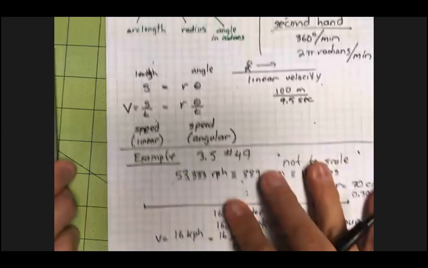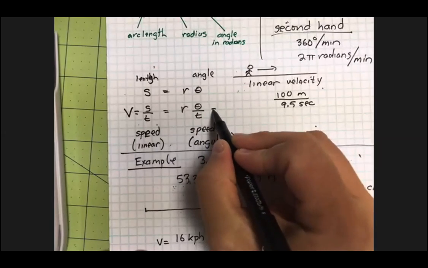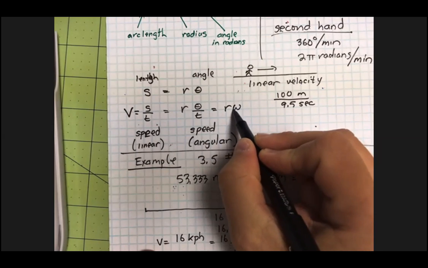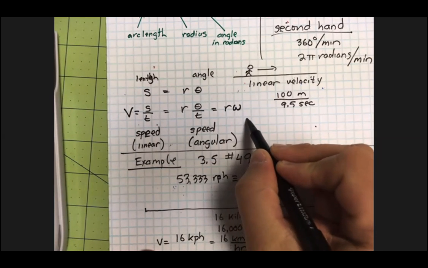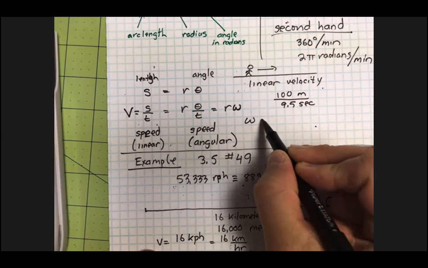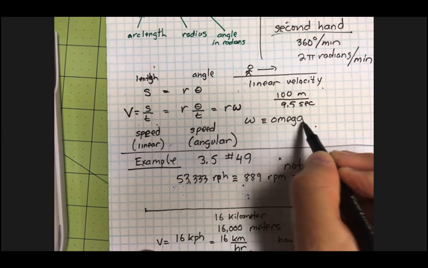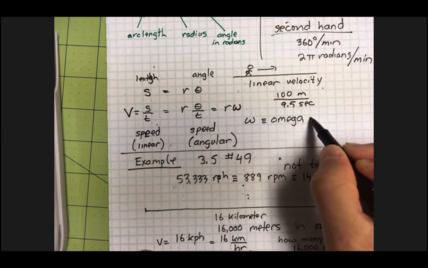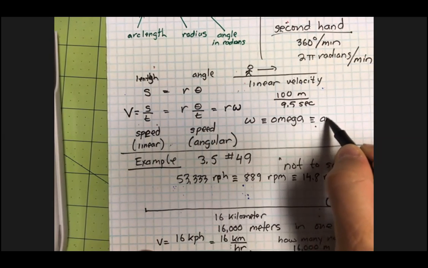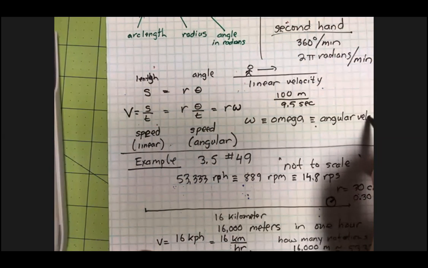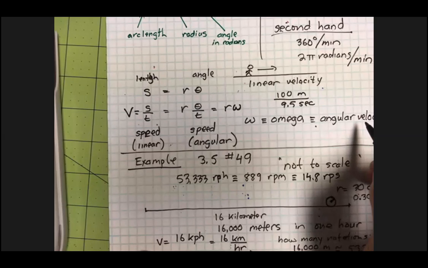Okay, so what we want you to do is to be able to, people use this funny W. It's kind of a wavy W. Greek letter, it's called omega. This is the letter people use for angular velocity. How many angles are you going through in a certain time?